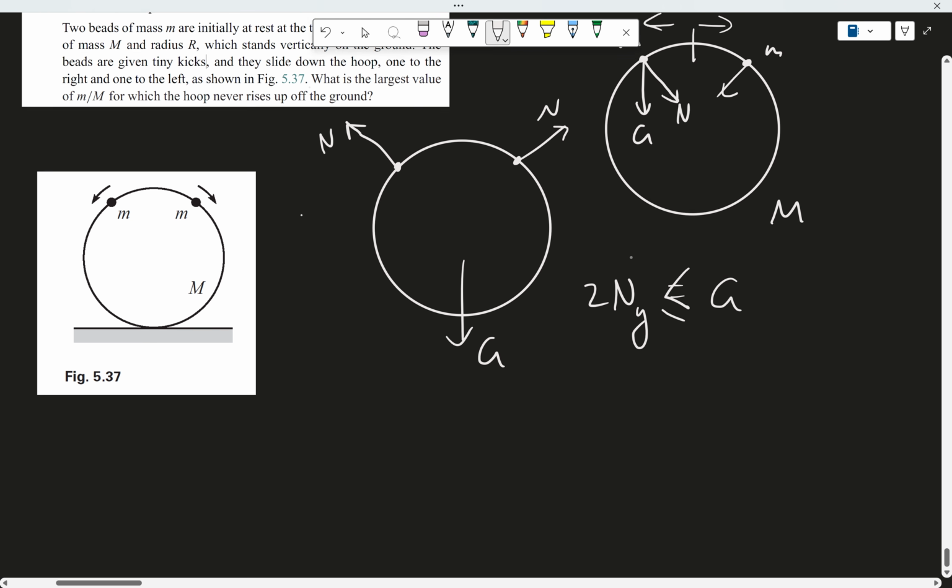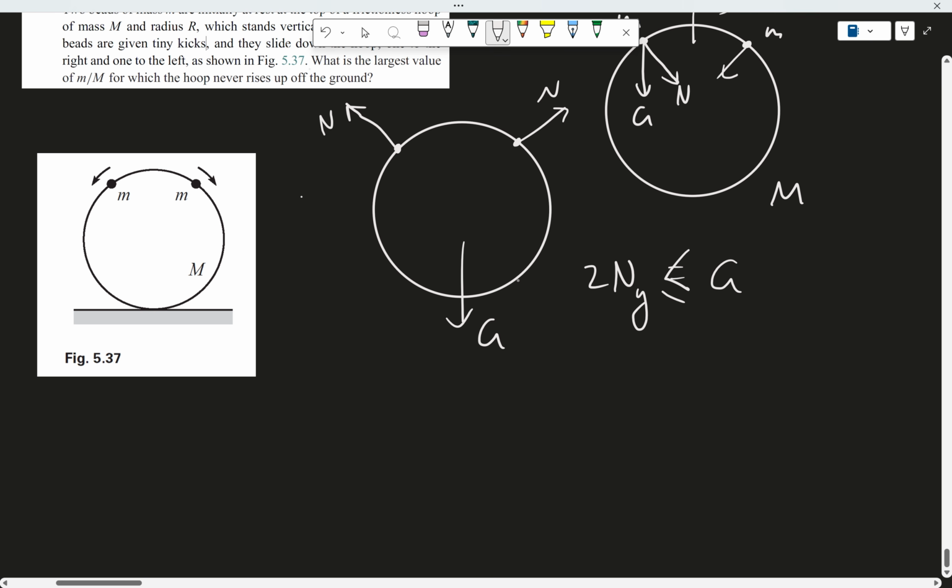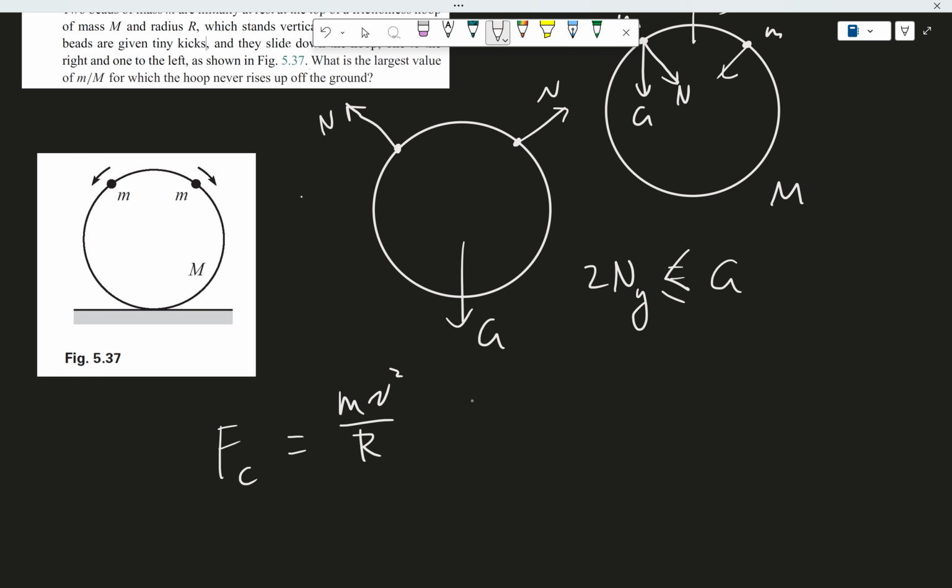So first, in order to find N, let's look at these beads again. Let's try to analyze the beads. For the beads, it's going around the loop, and so there must be a centripetal force, which is mv squared over r. And who provides the centripetal force? Well, the normal force provides the centripetal force, as well as a component of gravity, and that component is plus g cosine theta. Why? Well, let's look at this loop again.